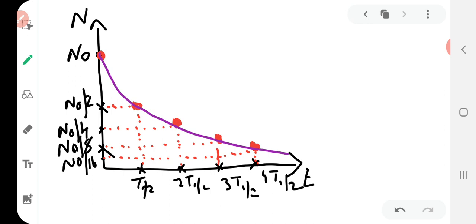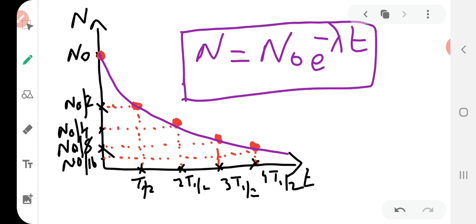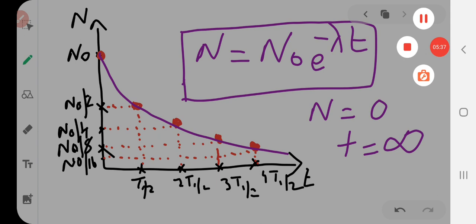As you can see here, the number of atoms decreases exponentially with time. We have earlier studied the relation n is equal to n0 e raised to minus lambda t. That is, the number of atoms in the sample decreases exponentially with time, and the number of atoms will never reach 0. Number of atoms n will be 0 only if time is infinity. That is, infinite time is required for the sample to disintegrate completely.